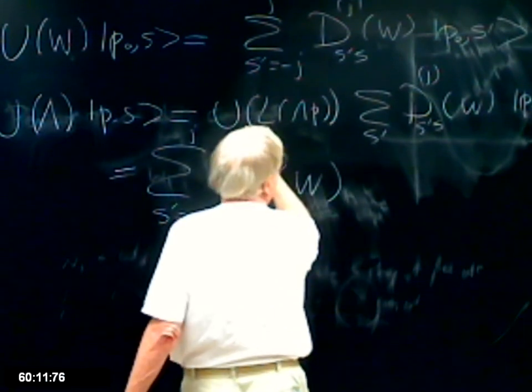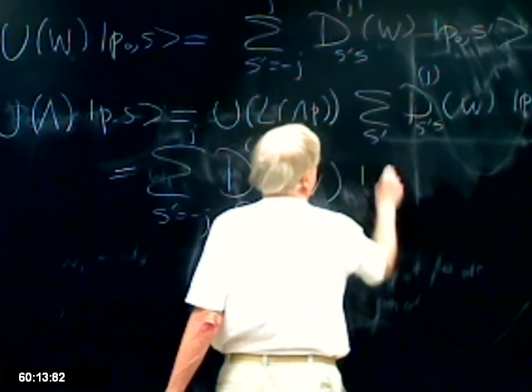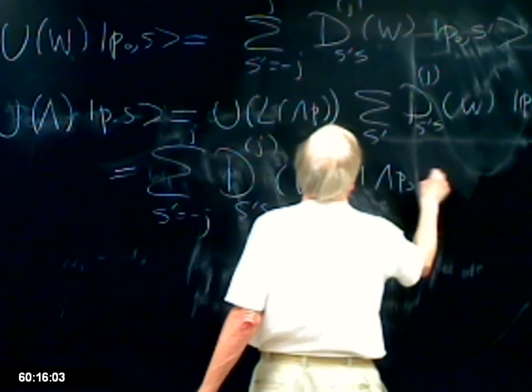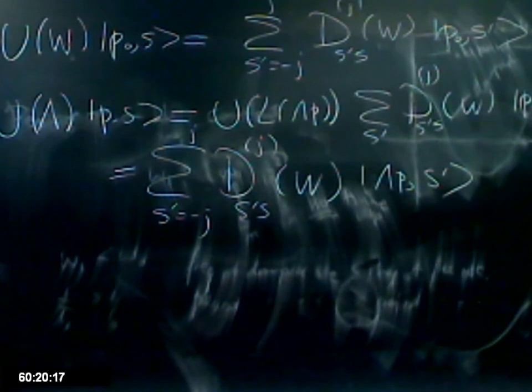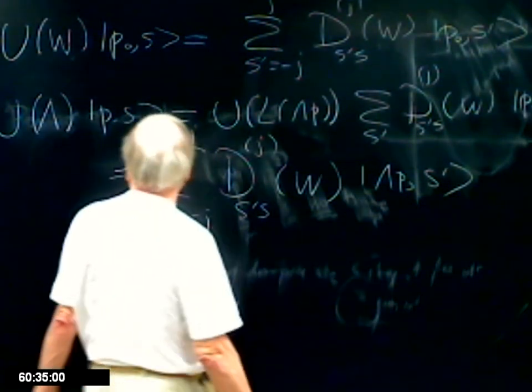And now what is it? Well, it's just lambda P S prime. Because remember our definition is that P S is U of the standard Lorentz transformation that takes P0 to P, same spin. Okay. So that's what we have.